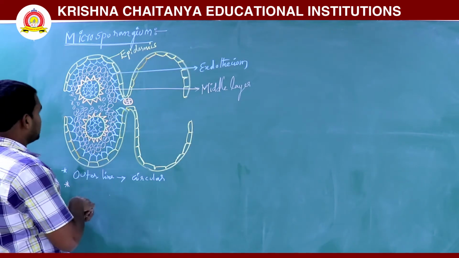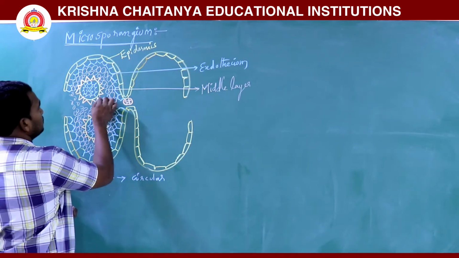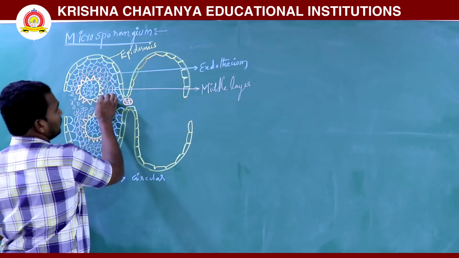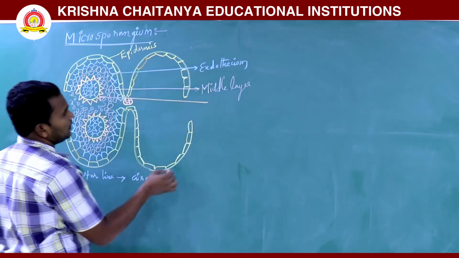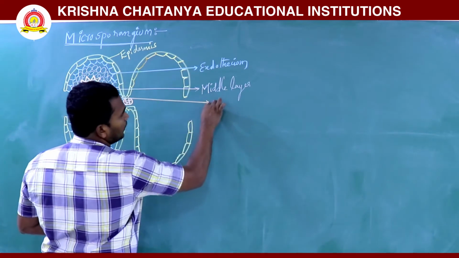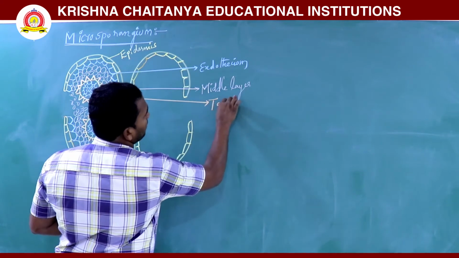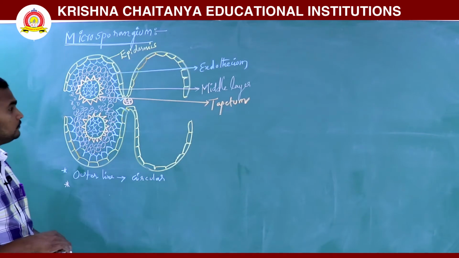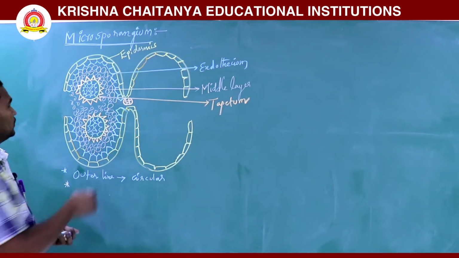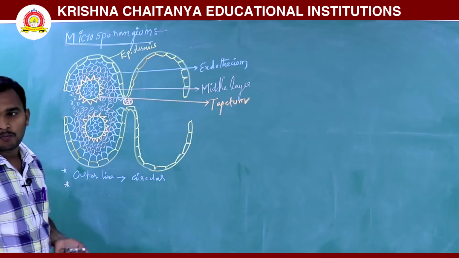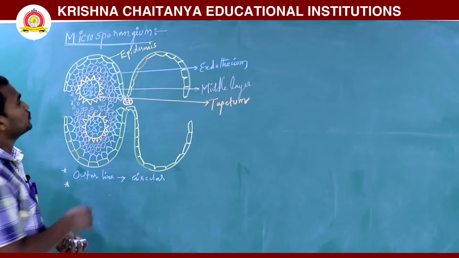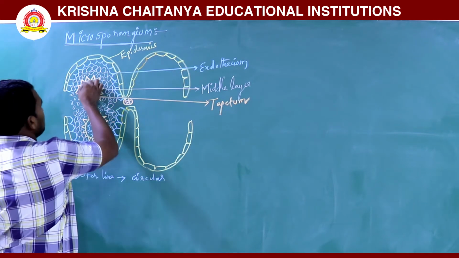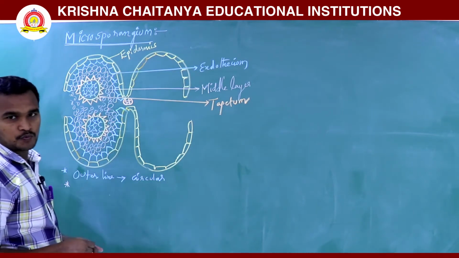The next layer is called the tapetum. And this entire region is called the sporangium, specifically the microsporangium.